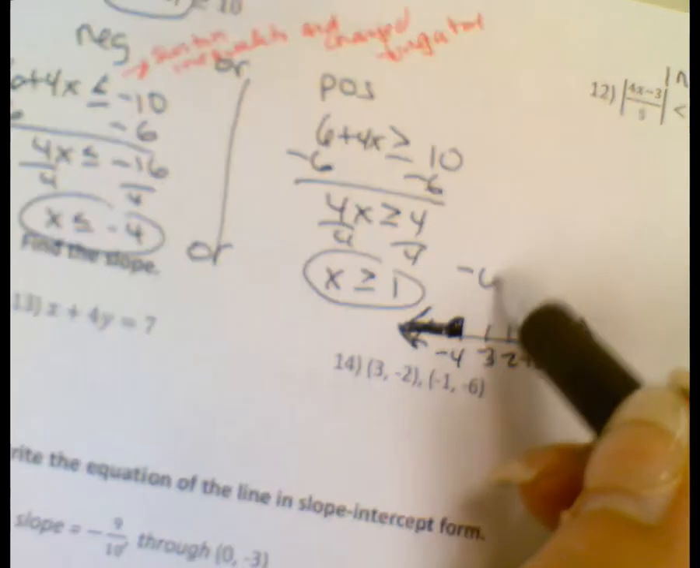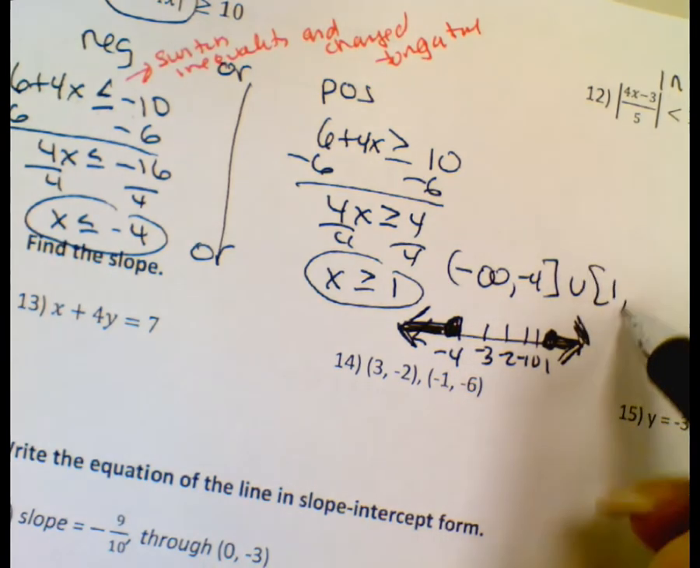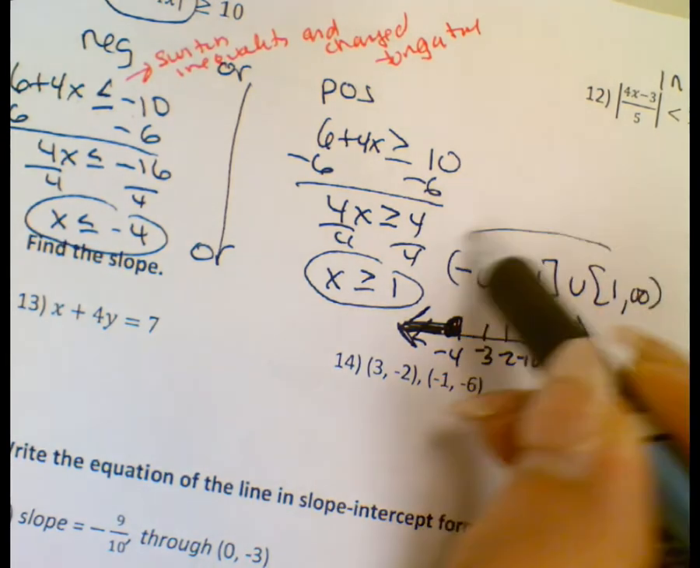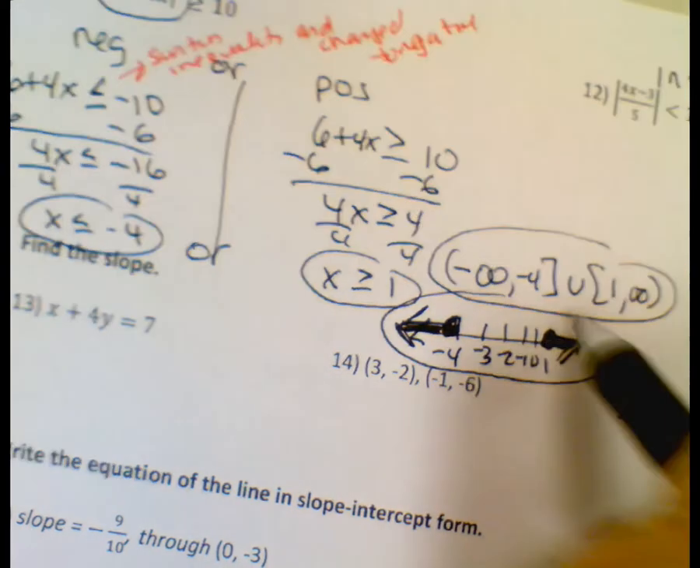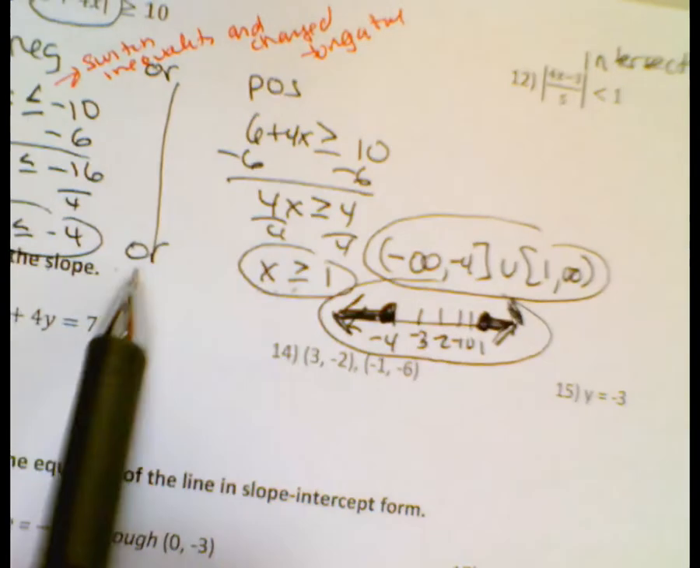Interval notation would be negative infinity to negative 4 bracket, union with bracket 1 to positive infinity. All three of those are your answer. These two and both of these, all of your answer.